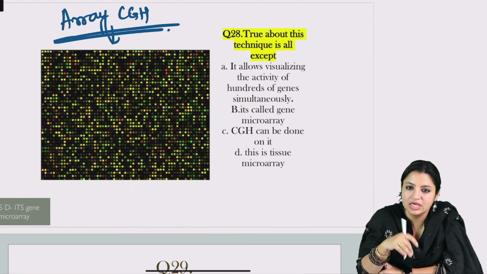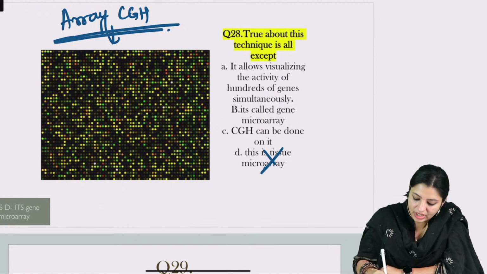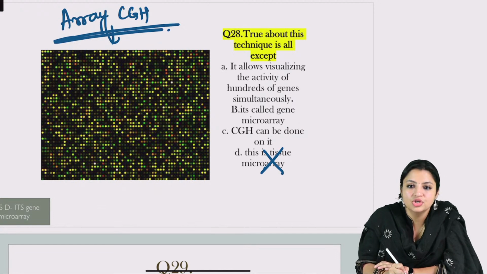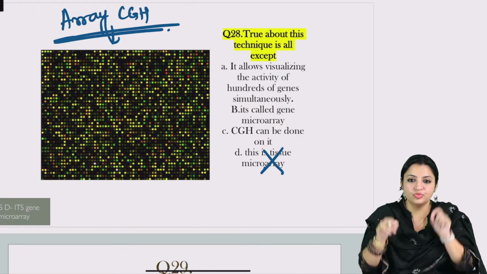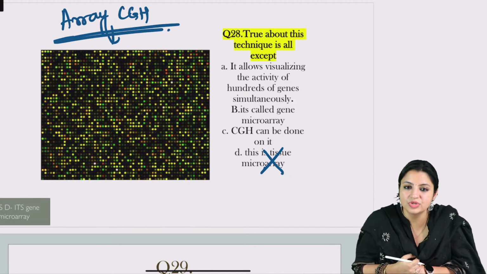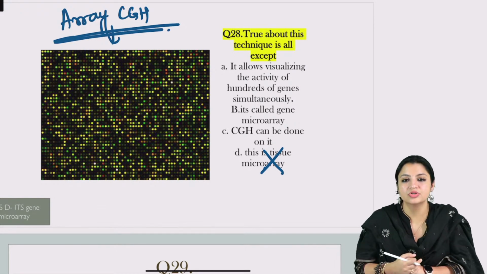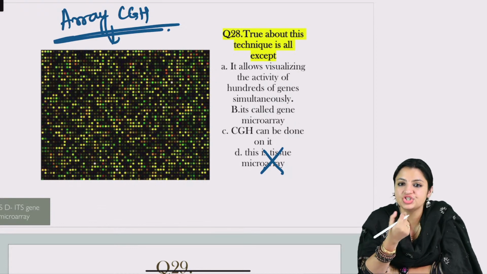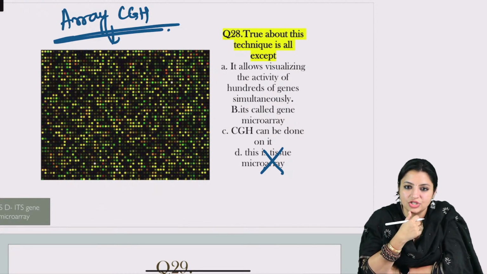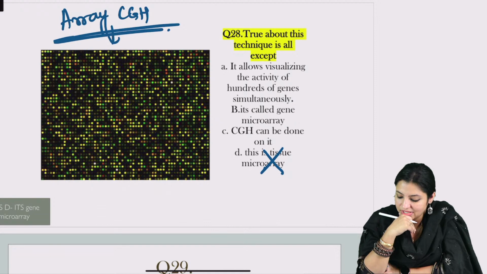Yes, and it is called gene microarray, and CGH can be done on it. Obviously, this is just array CGH only. This is called tissue microarray is absolutely wrong. Tissue microarray is when you put tissues in an array. Okay, so you make a chip and in that you start putting tissues. That is what is called a tissue microarray. So tissue microarray is different from this. This is gene microarray and you do a CGH on it, and that's the technique, right?